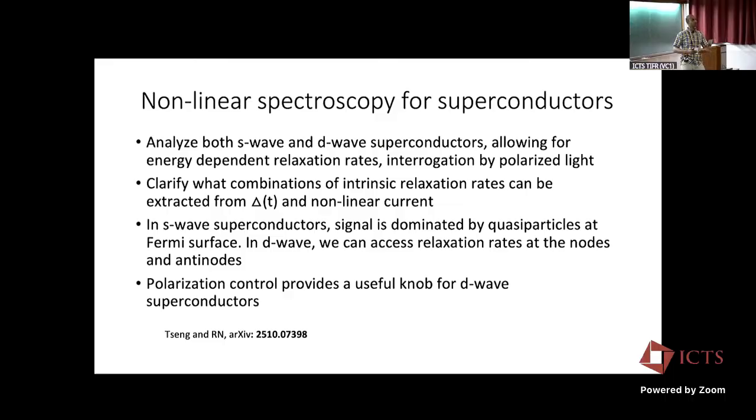It's also very natural to consider interrogating the system by shining polarized light. You could vary the light polarization and make that a tuning knob. If it's an S-wave superconductor, it doesn't matter so much, but if it's a D-wave superconductor, that's quite powerful because you can selectively excite different irreps by changing the angle of polarization of the light. And we clarified what combinations of the intrinsic relaxation rates can be extracted from the time dynamics of the gap function and from the nonlinear current. It turns out in S-wave superconductors, the signal is dominated by quasiparticles at the Fermi surface. In D-wave superconductors, we can access relaxation rates at both the nodes and the antinodes by varying the polarization. And yes, polarization control provides a particularly useful knob for D-wave superconductors precisely because there are different non-trivial irreps which you can excite by changing the polarization angle of light.